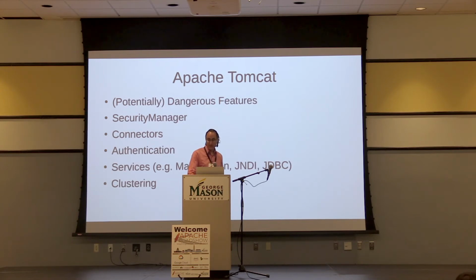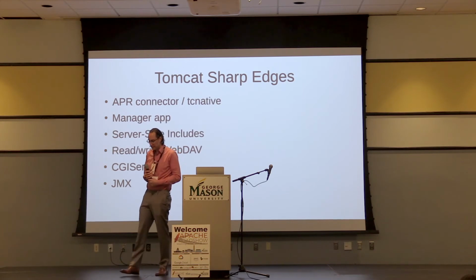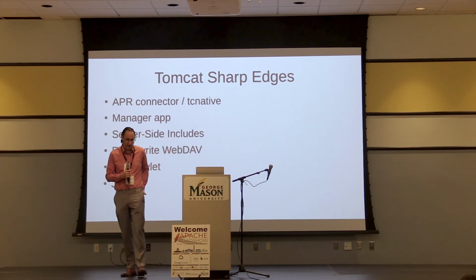There are some services that Tomcat can provide. There's Session JNDI or LDAP and JDBC, which would be for database connections, and then clustering, which allows swarms of Tomcat servers to serve your application in a way that they all communicate together. So Tomcat has some sharp edges, and one of them is there's a connector called the APR connector.